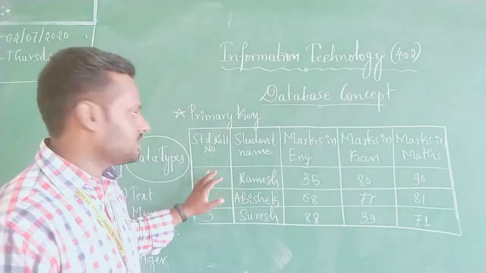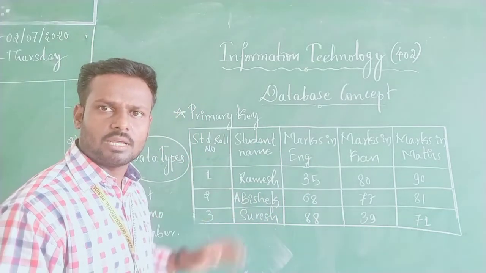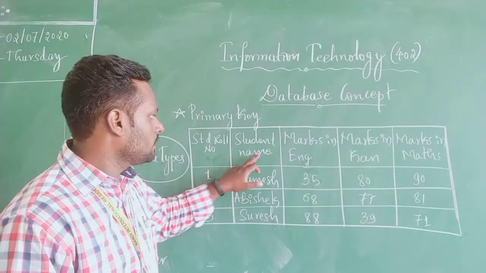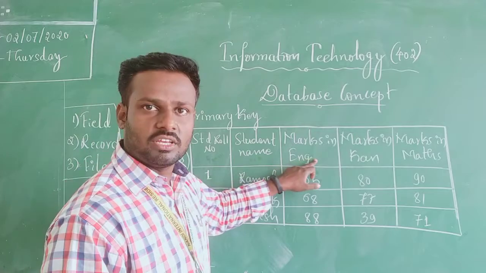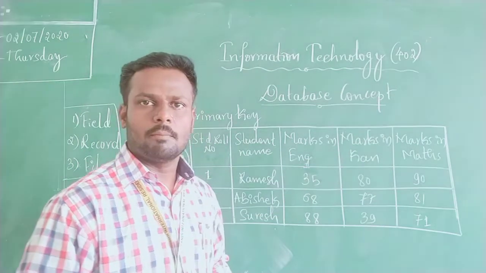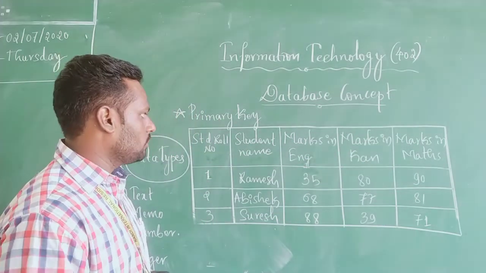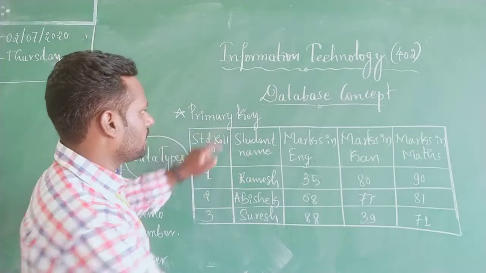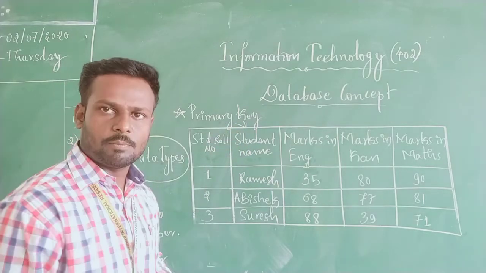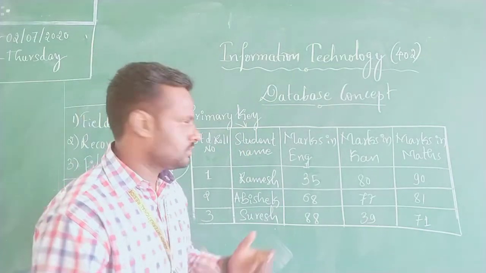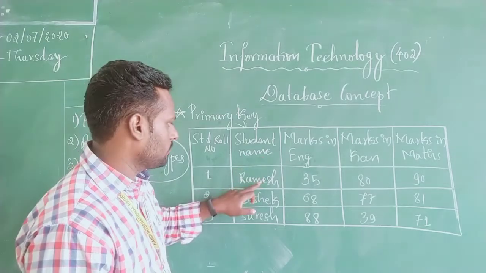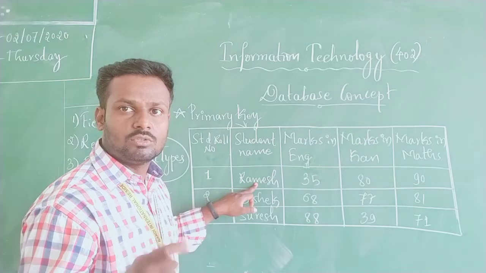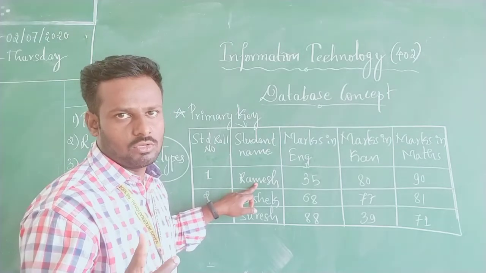Take an example of a student table. In the student table, the columns are roll number, student name, marks in English, marks in Kannada and marks in mathematics. Suppose I make student name the primary key, what will be the problem? It should not be null, right? Yes. And one more thing, it should not accept duplicate values.